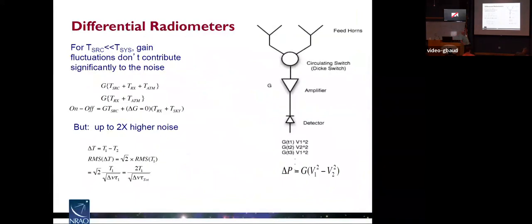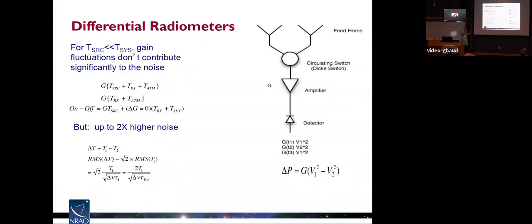So how do you beat it? You do what I mentioned before, a Dicke switch. You can imagine you have two feeds and the signals are coming in. You can have a switch going back and forth quickly between the two different beams. If you switch faster than the noise variations, then you basically subtract that off.